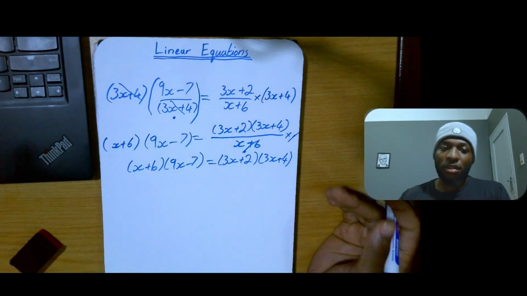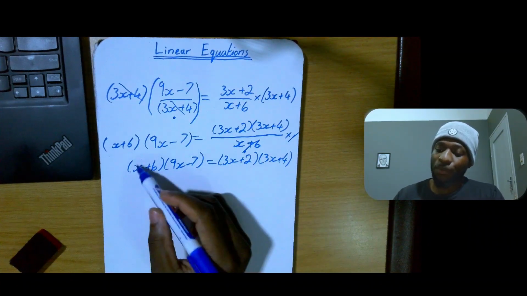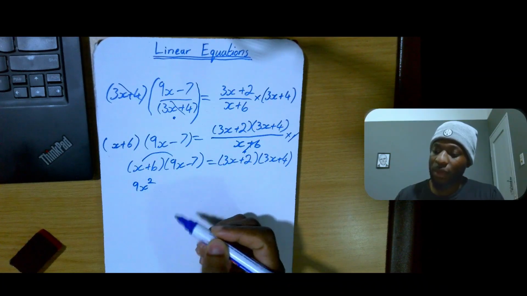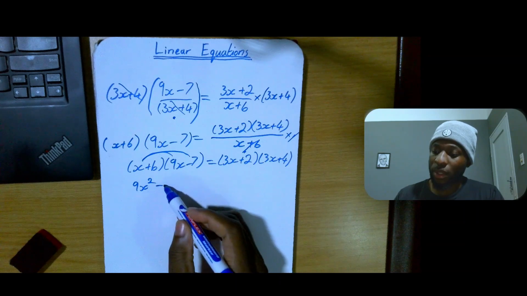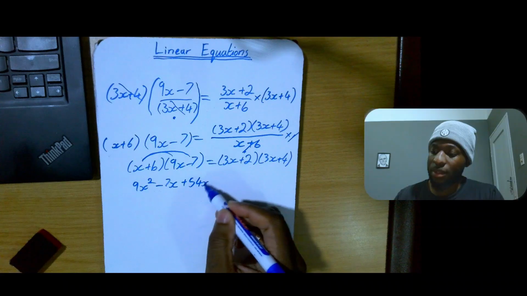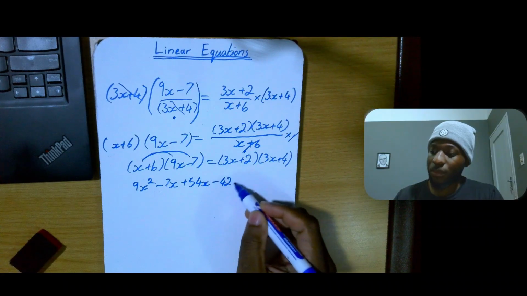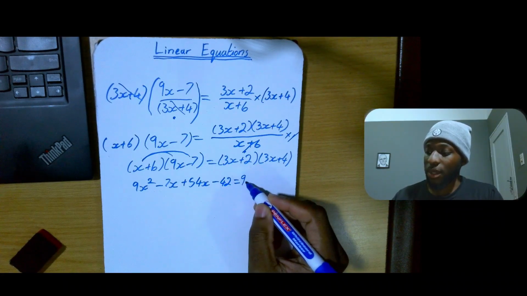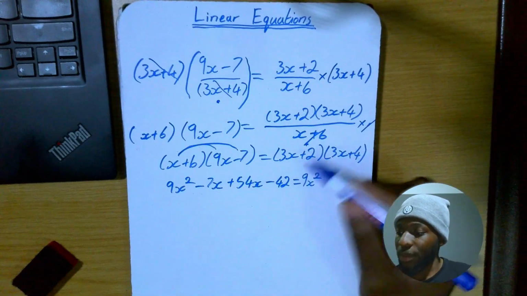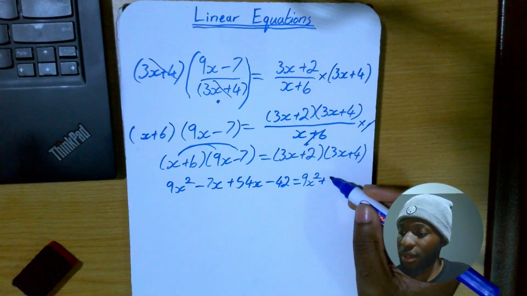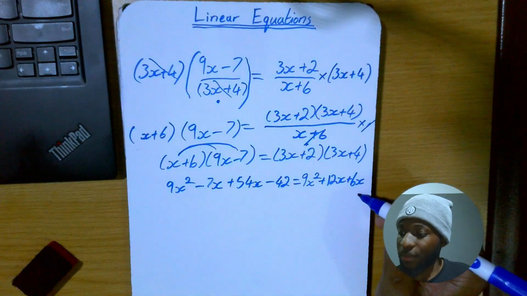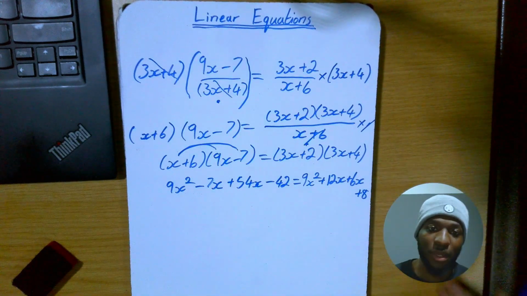Now, this is easier to deal with. We'll simply expand the brackets. So that times that gives us 9x squared. Multiply that, we'll have 7x plus 54x minus 42, and on this side we'll have 9x squared. So we're just expanding the brackets here. So 9x squared plus 12x plus 6x plus 8. I'm running out of space here, but you get the idea.